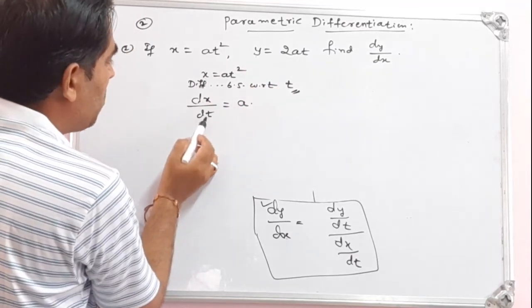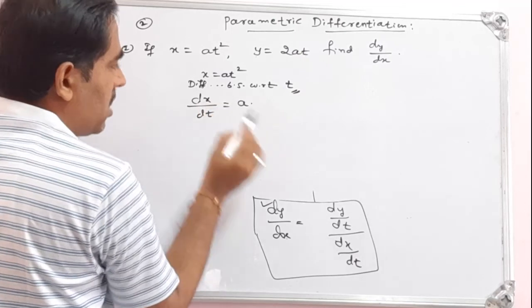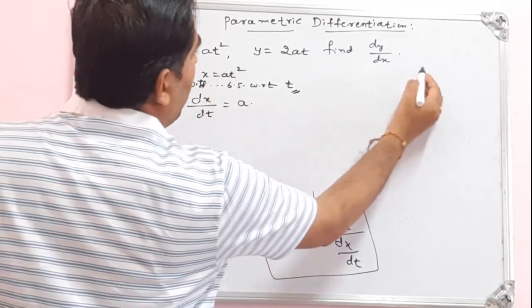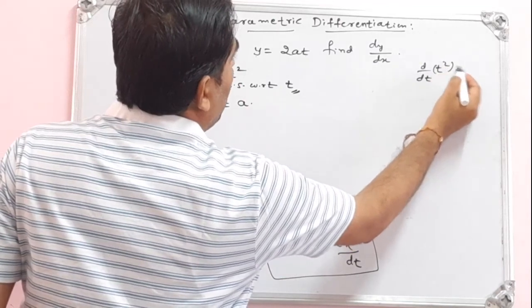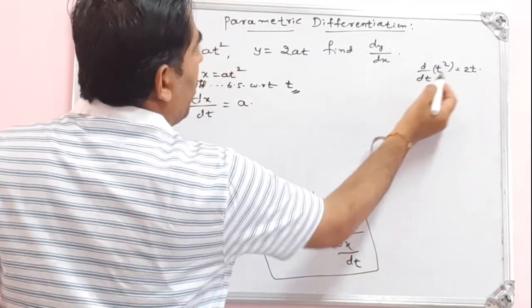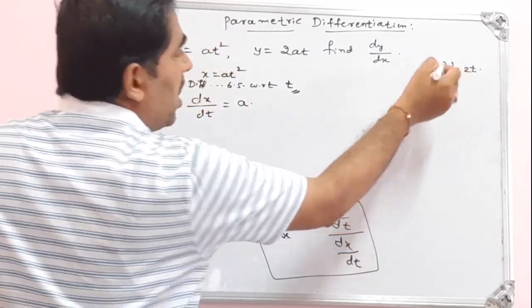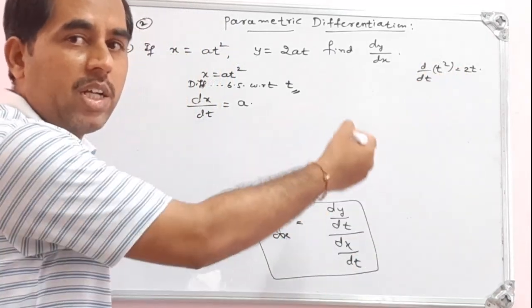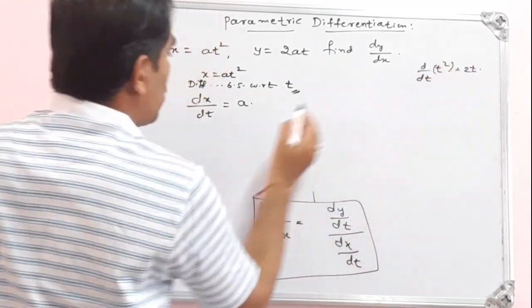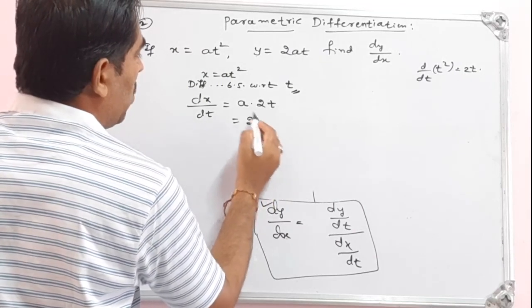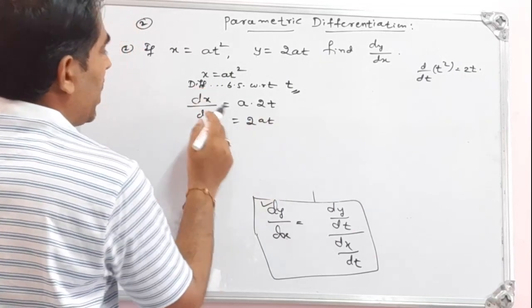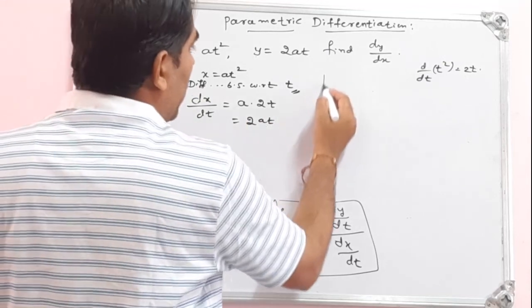So dx by dt is equal to a as it is, times the derivative of t square. The derivative of t square with respect to t is 2t, using the power rule: the derivative of x to the power n is n into x to the power n minus 1. So that becomes 2at. So dx by dt is 2at.